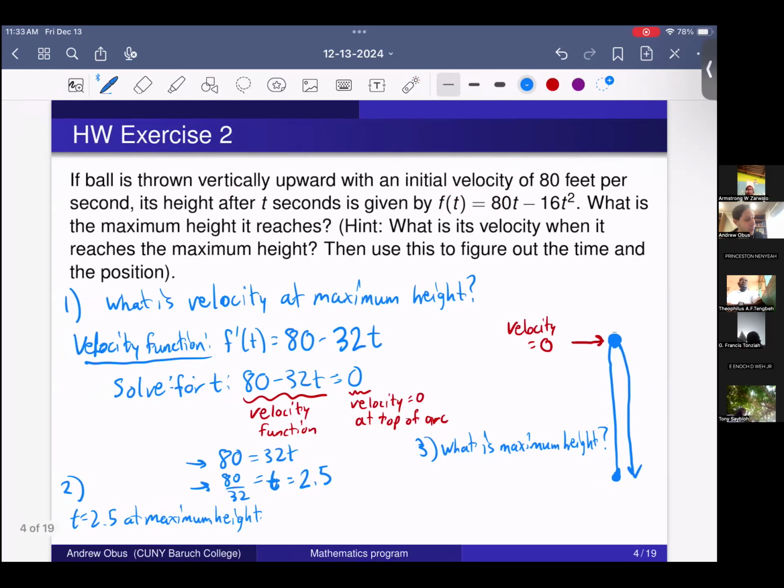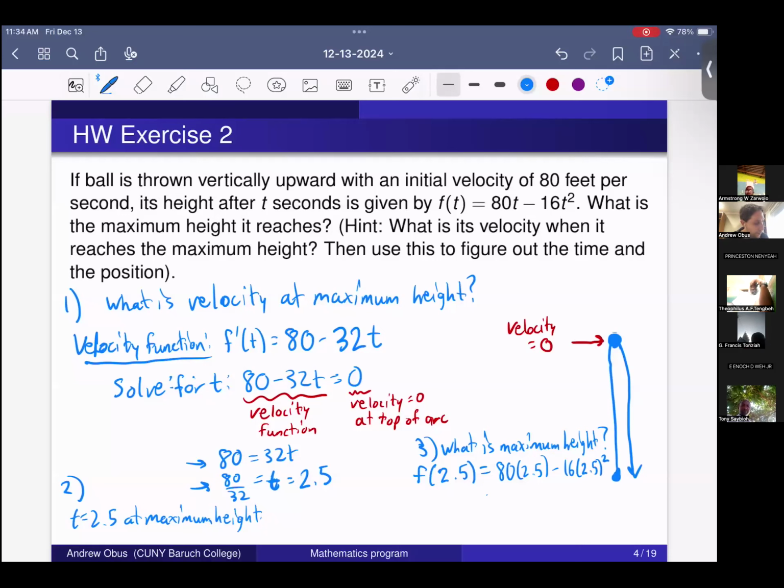So to find the max, we say f of t, which will be equal to 80t minus 16t squared. So we replace the t now with 2.5. We're going to say 80 times 2.5 minus 16 times 2.5 squared.